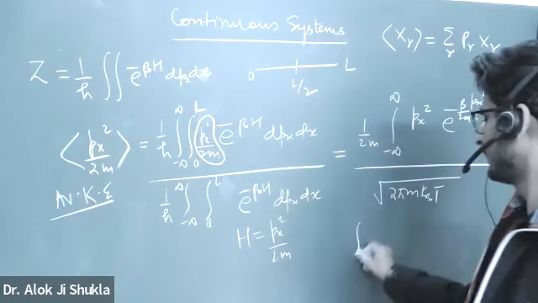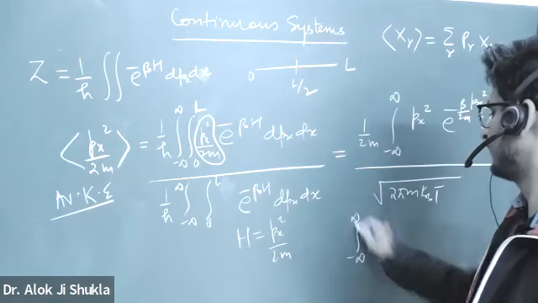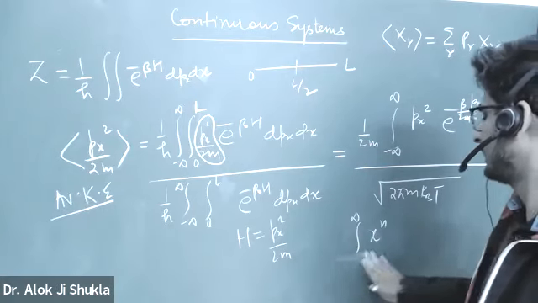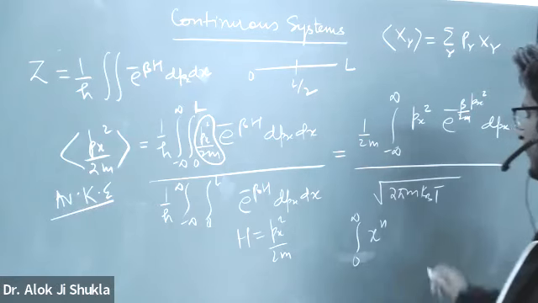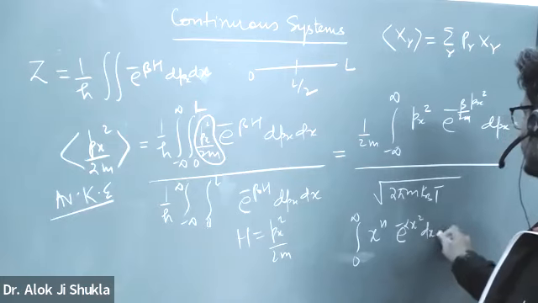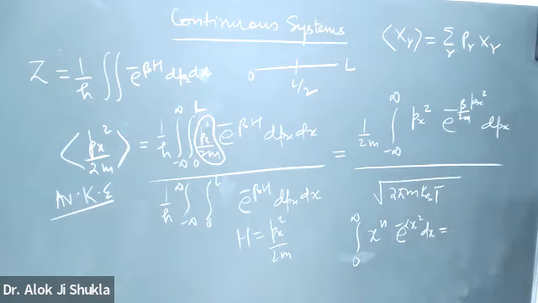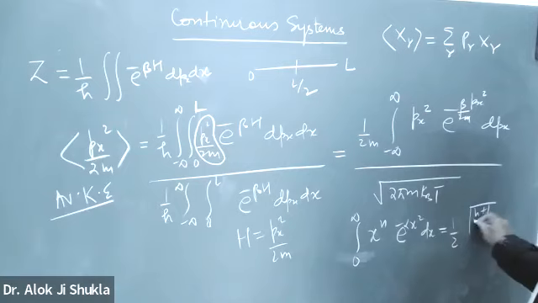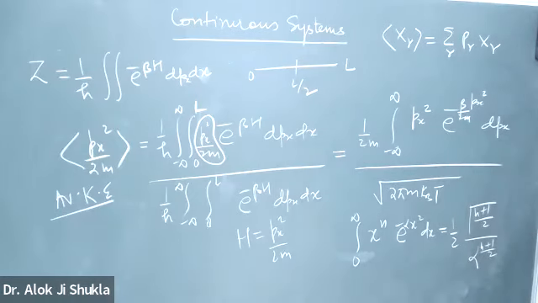व्हाट इज दिस? इंटीग्रेशन माइनस इन्फिनिटी टू प्लस इन्फिनिटी x to the power n. So we know formula like this, na? 0 to infinity x to the power n e to the power minus alpha x square dx. What is this? One half by alpha to the power (n plus 1) by 2 gamma of (n plus 1) by 2. This is the formula.